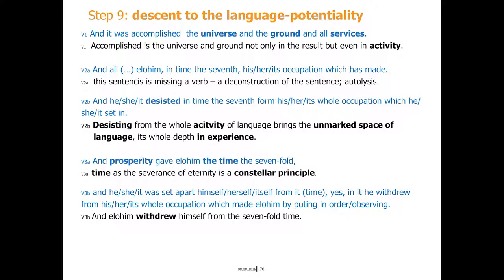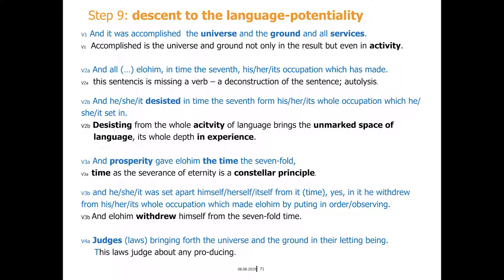And he was set apart himself from it, the time, yes, in it he withdrew from his whole occupation, which Elohim made by putting in order. And Elohim withdrew himself from the sevenfold time. Last sentences, laws, bringing forth the universe and the ground into a letting being. These laws are about any producing.